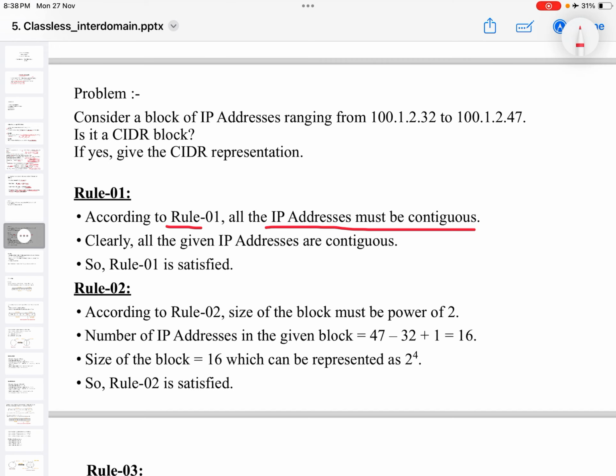For rule number 2, we have to see if it is a power of 2. So for that we will do 47 minus 32 plus 1, that is 16. 16 can be written as 2 raised to 4. So it is clearly a power of 2. So rule number 2 is satisfied.